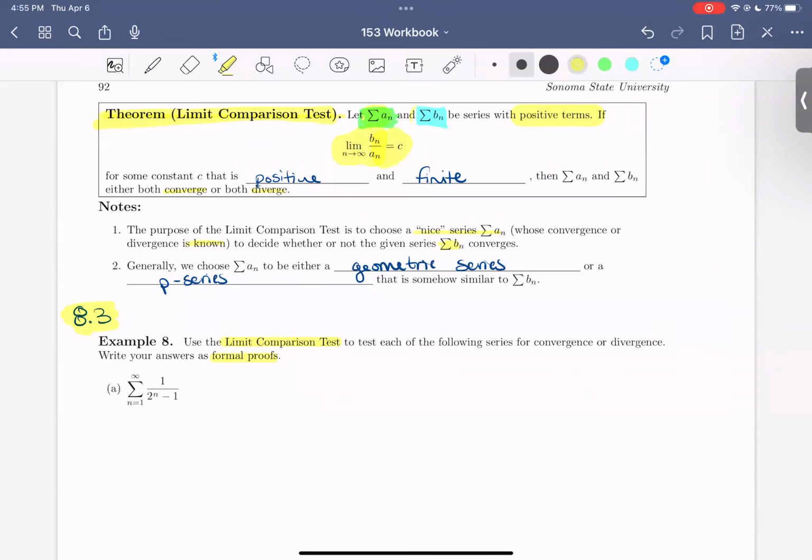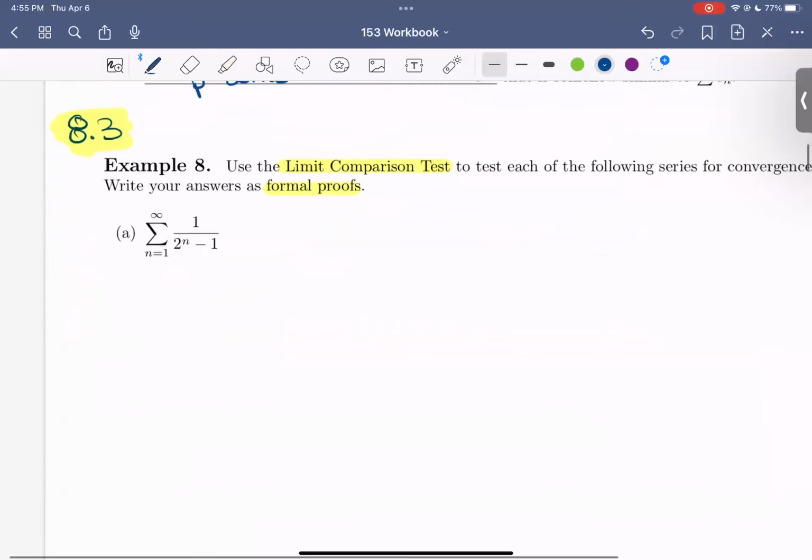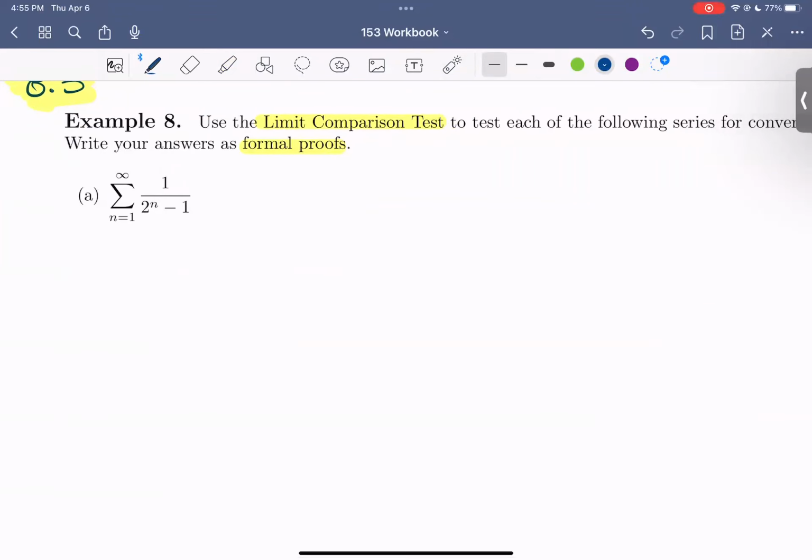To get started, I just want to do a little bit of scratch work here, because the limit comparison test can sometimes be a little bit involved. We have to play around with it a little bit because we need to find that a_n series to compare ours to. So we'll just call this scratch work.